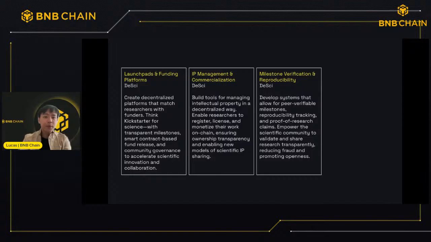The first one would be a launchpad and funding platform. Traditional science relies heavily on slow, centralized grants. DeSci funding is about crowdsourcing and DAO-driven science funding, where researchers pitch ideas and communities back them directly. What can you build? A Web3 crowdfunding application where scientists can raise funds using tokens, NFTs, or quadratic funding.